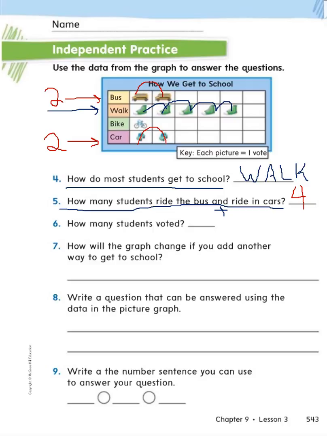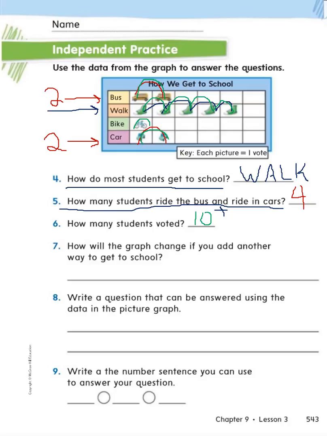Number 6. How many students voted? Okay. How did you figure this one out? Hopefully, you counted up all of the items in the picture chart. So I see 1, 2, 3, 4, 5, 6, 7, 8, 9, 10. Did you come up with 10 also? Marvelous.